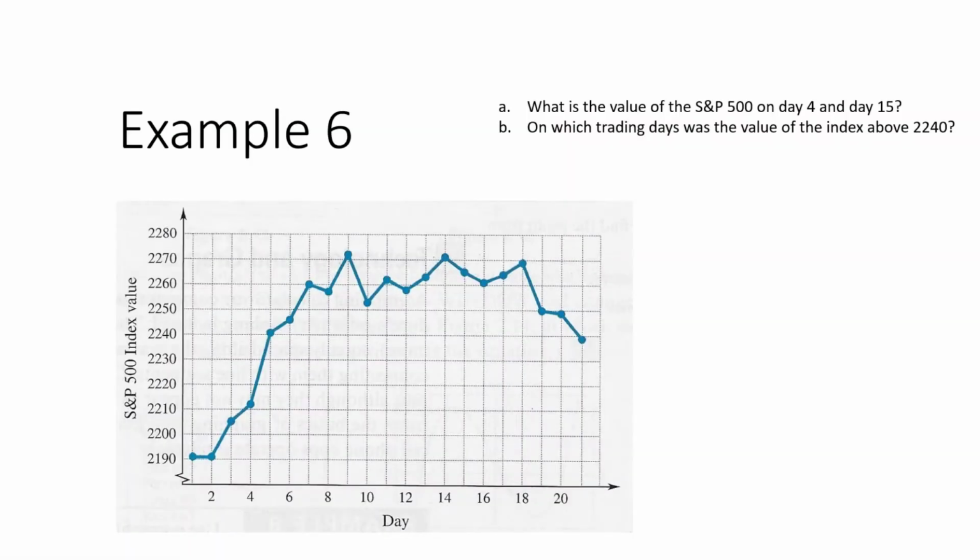Newspapers and websites summarize activity of the S&P 500 index in graphical form. The results for the 21 trading days for the month of December 2016 are displayed in the graph. The first coordinate of each point on the graph is the trading day in December, and the second coordinate represents the closing price of the S&P 500 on that day.